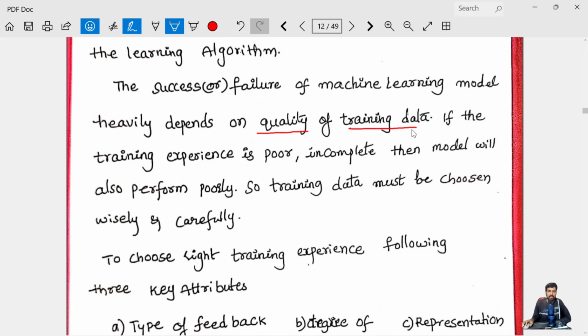If the quality of the data is good, then we are going to get good results. If the quality of the data is poor, we are going to get poor results. You see here, if the training experience is poor or incomplete, then the model will also perform poorly. So the training data must be chosen wisely and carefully.